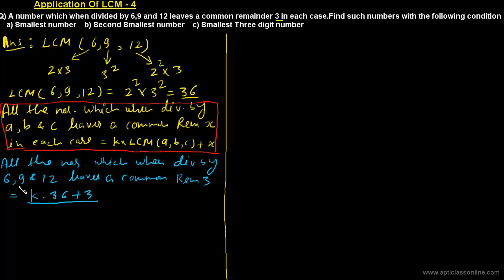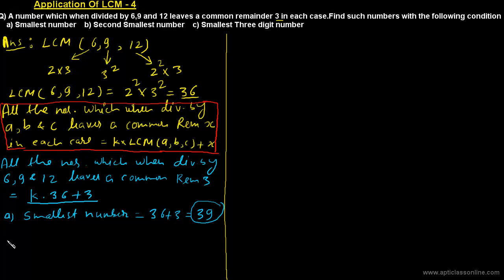So all the required numbers with the conditions A, B and C can be obtained from this only. Let's approach it one by one. In question A, we have to find the smallest number which when divided by 6, 9 and 12 leaves a common remainder 3 in each case. For the smallest number, we put the value of k as 1. So the smallest number is 36 plus 3, that is 39.